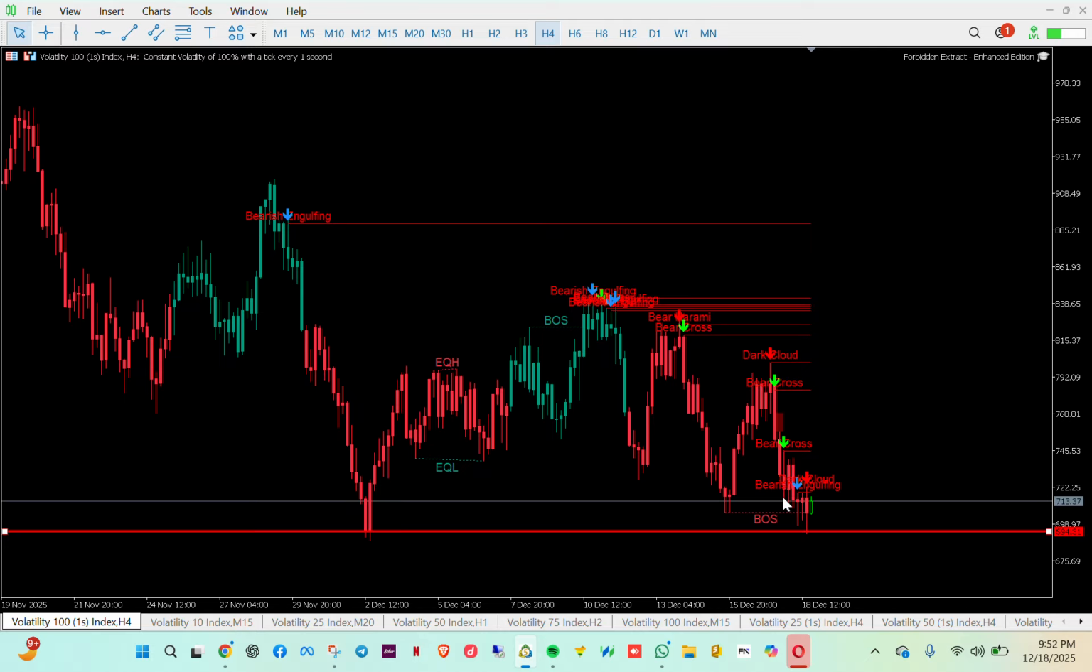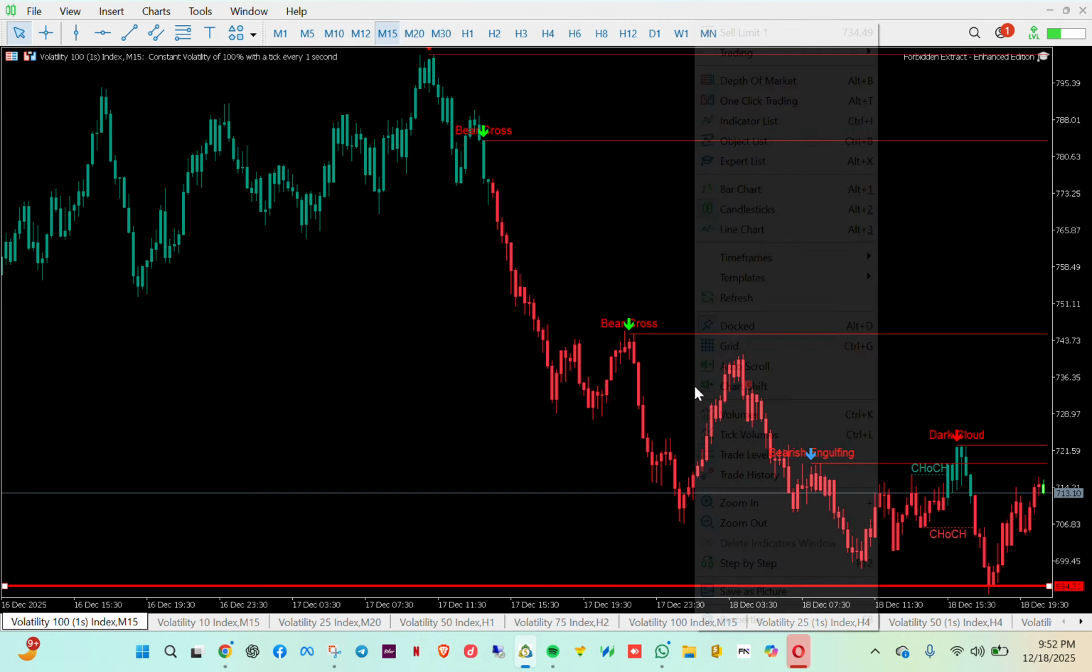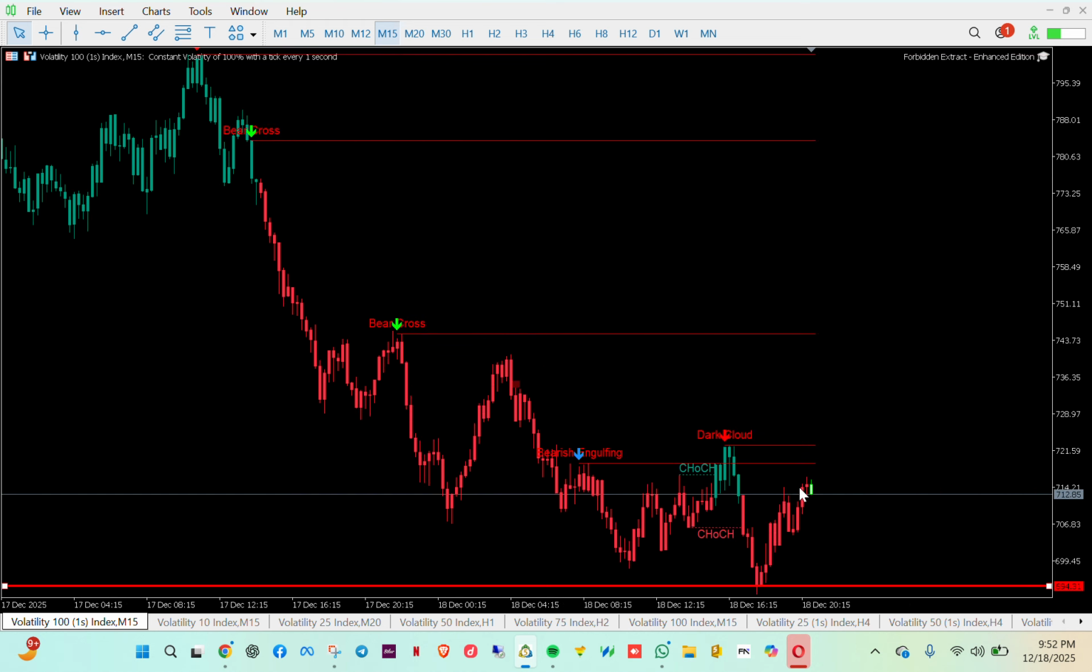You can see on 4 hours time frame. But if you come to 15 minutes time frame, the market is already doing what? The market is already buying. Now the market has given us a change of character here. When the market gives us a change of character, it will still come down. You understand? When the market prints a change of character, it will still come down to give you a double bottom or double top.